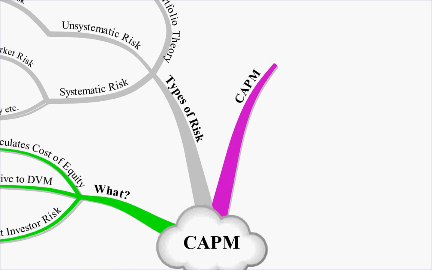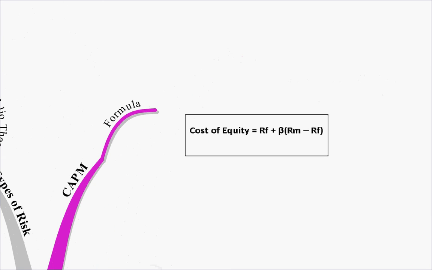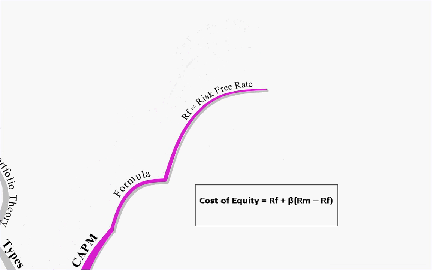So CAPM then. CAPM is devised by this formula. It's that the cost of the equity equals RF plus beta times RM minus RF. Don't worry if that looks complicated, it's not. RF is the risk-free rate which you'll be given in the question. It's like government bonds, something like that, a risk-free investment, say a 3% risk-free rate.